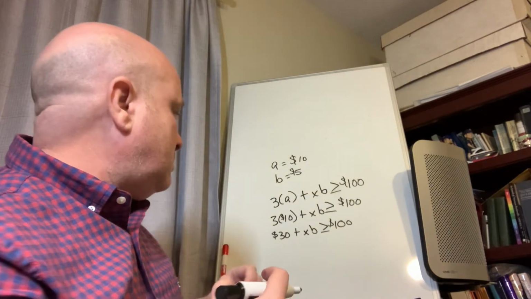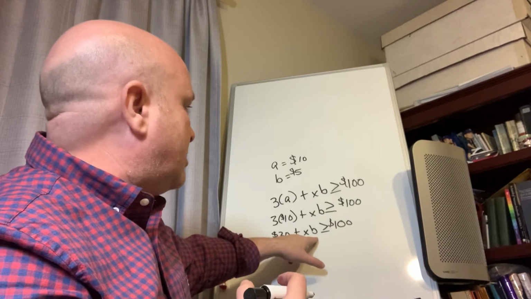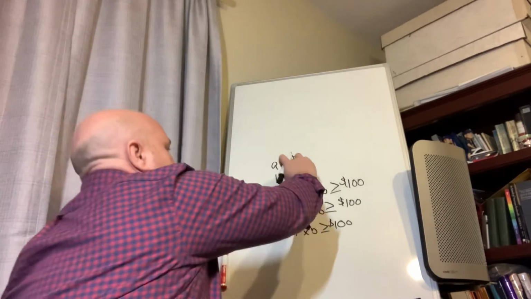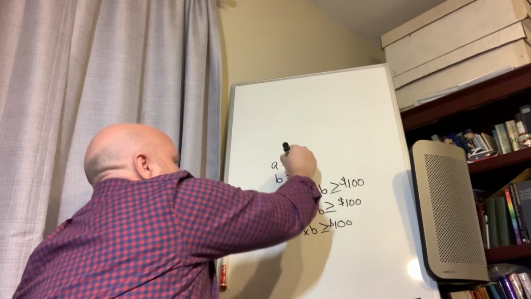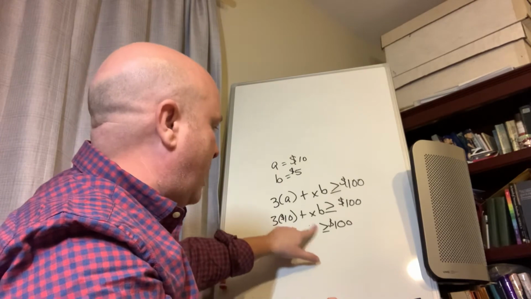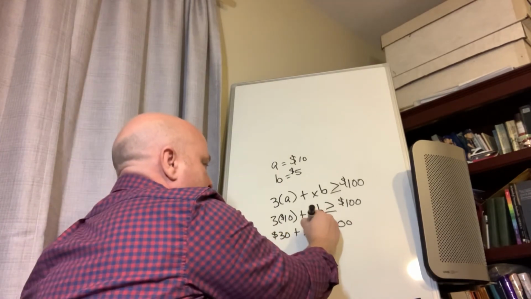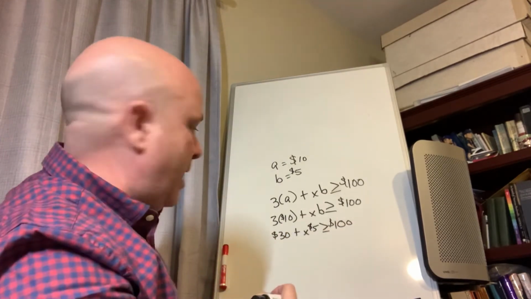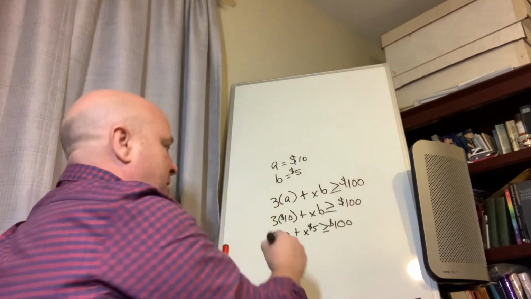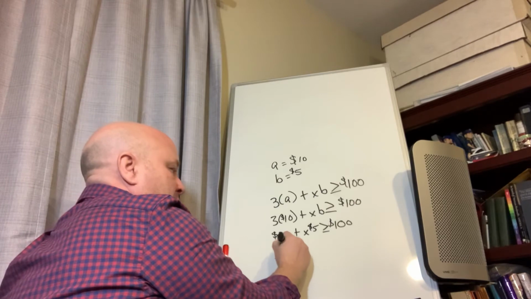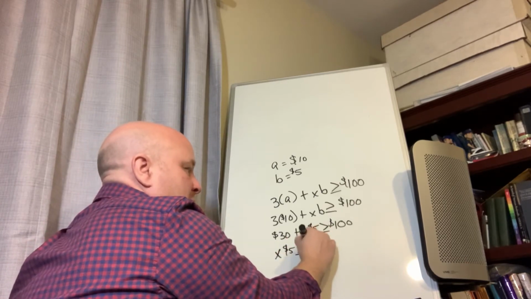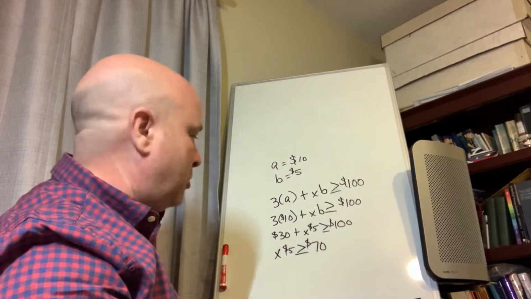so let's go ahead and write in here B is $5. I didn't really write that well up there. So let's go ahead and change this B to $5. And let's solve for x. First thing I want to do is subtract 30 from both sides. That's going to give me x times $5 is greater than or equal to $70. I've subtracted 30 from both sides.